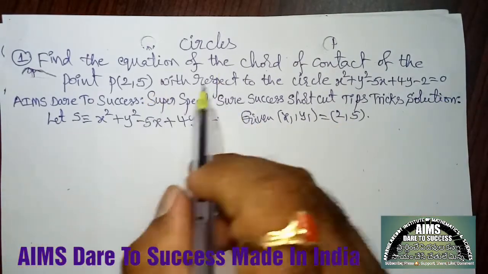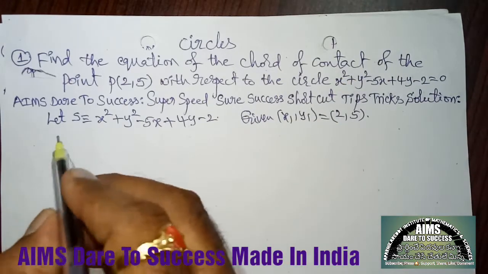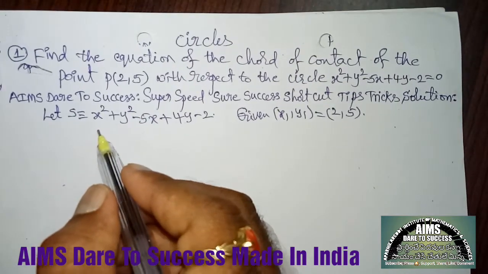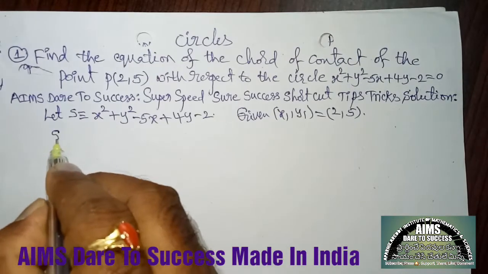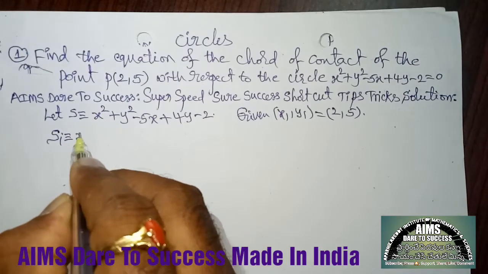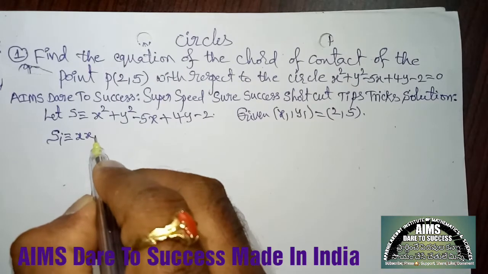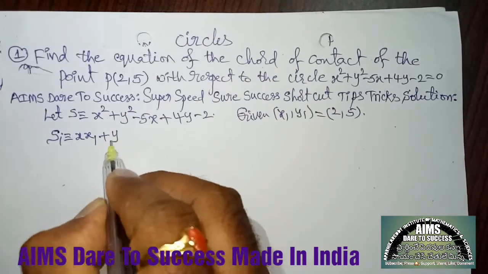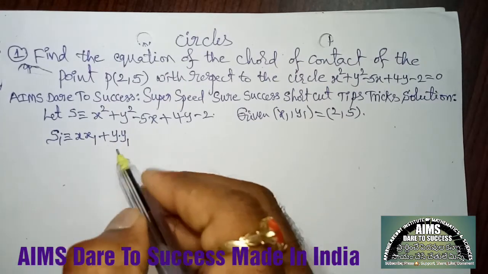So here the equation of the chord of contact formula is S1 is equal to 0. Before going to S1, I wanted to tell you how to find the S1 value by using the given circle. S1 is equal to x square, you can write x into x1, plus y square, you can write y into y1.